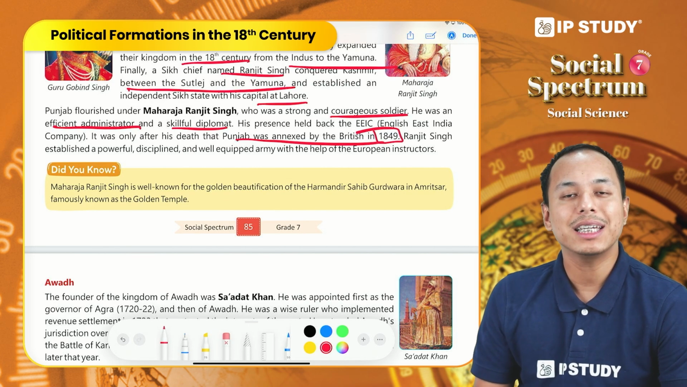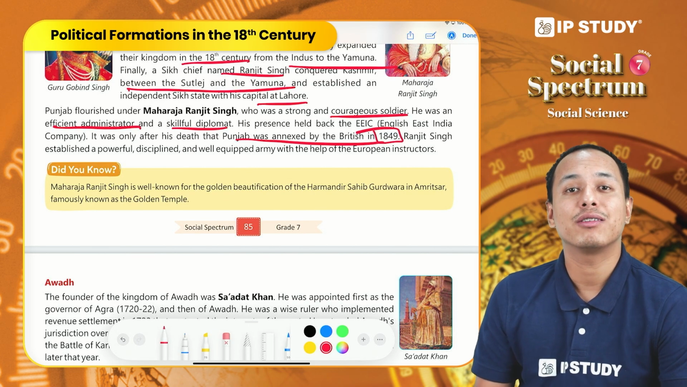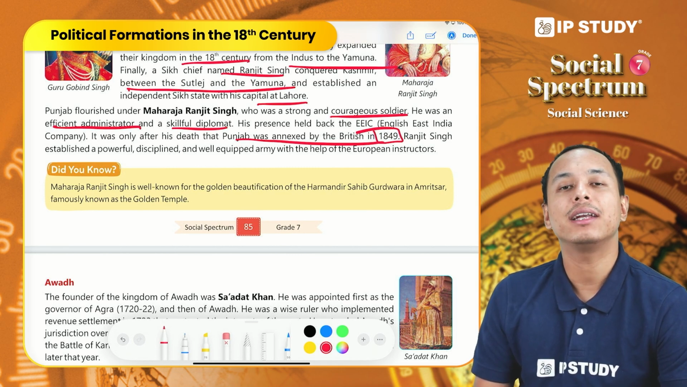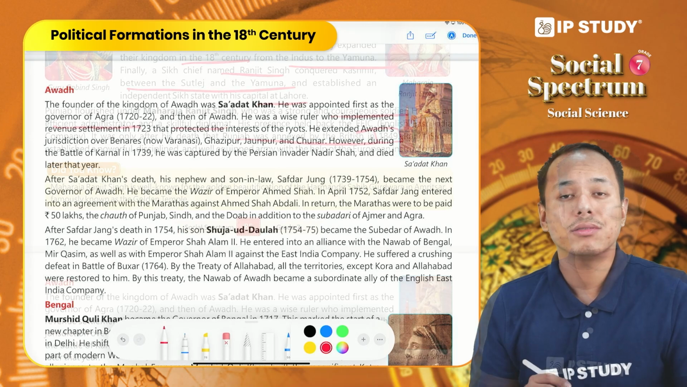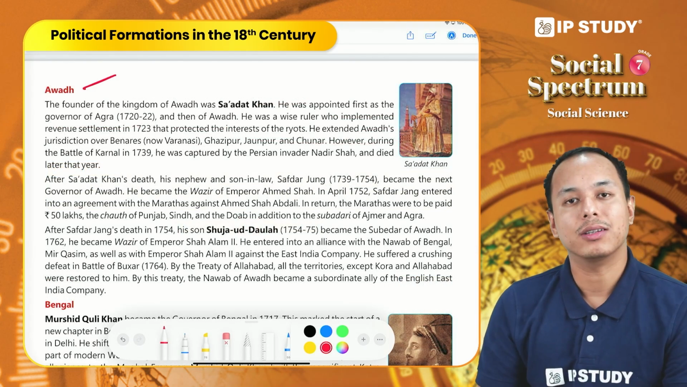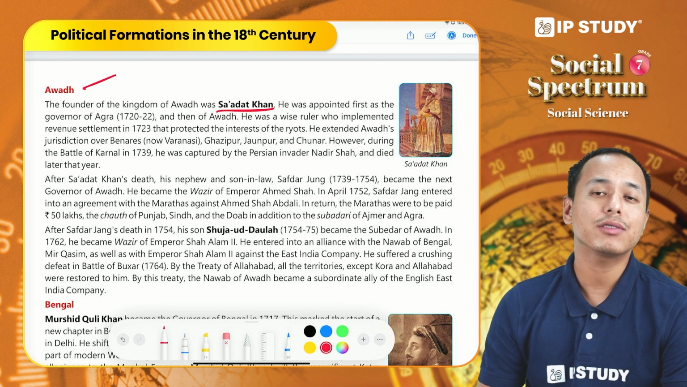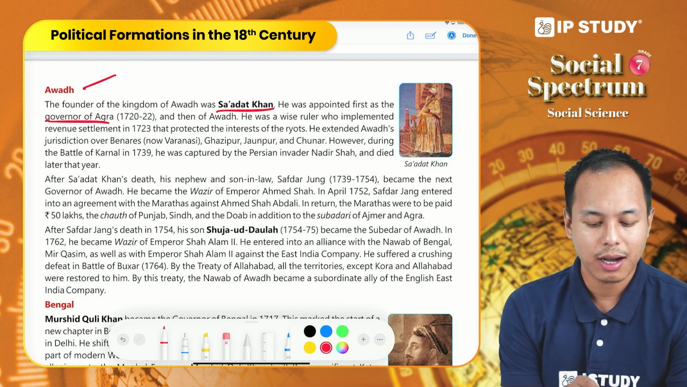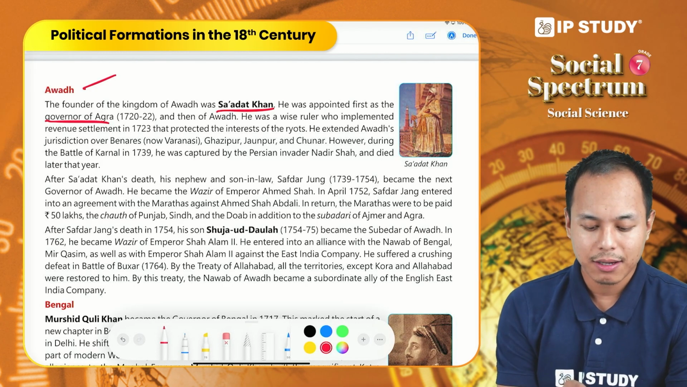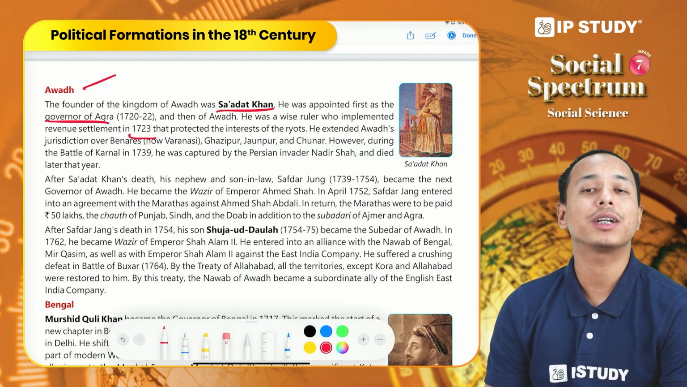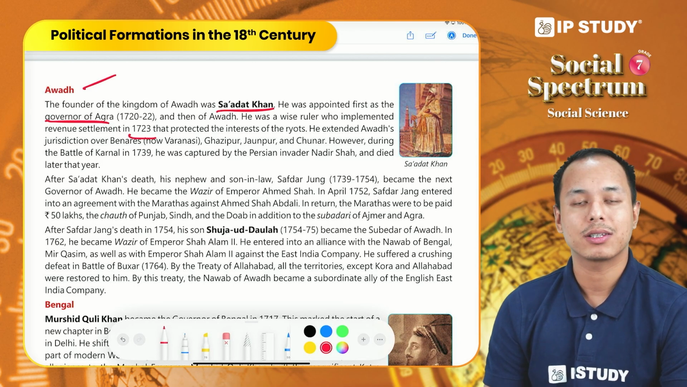So we see the Jats and the Sikhs were actually strong and powerful kingdoms under many different powerful leaders. Now the next independent kingdom was Awadh. Its founder was Saadat Khan. He was first appointed as the governor of Agra. In 1723, he implemented a revenue settlement in order to protect the interests of the Raiyats, or the farmers.